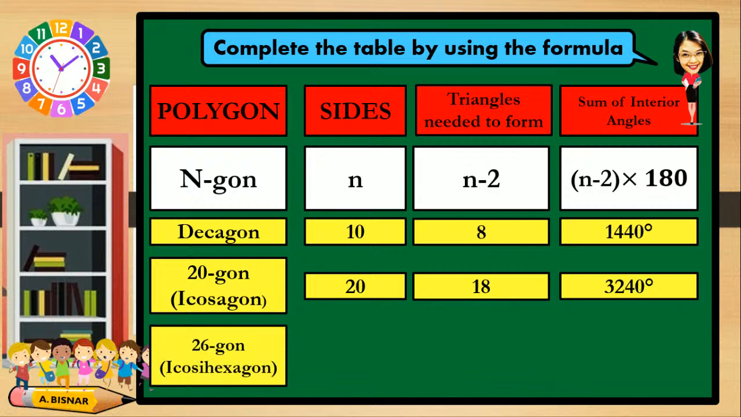Another one. Complete the table. 26 gon. Identify the number of sides, the triangles needed, and the sum of the interior angles. Try this one. Complete the table. Complete po, you have to chat 3 answers.